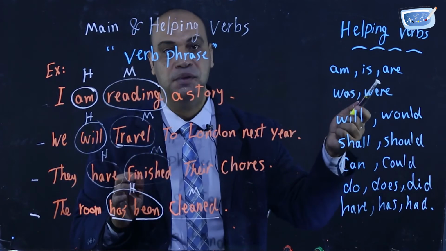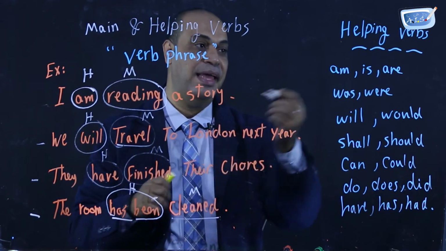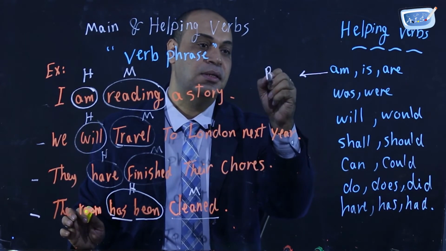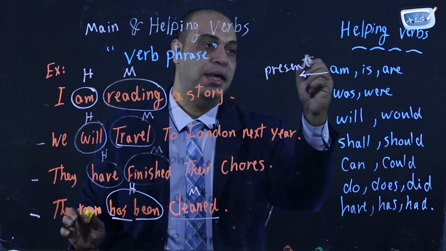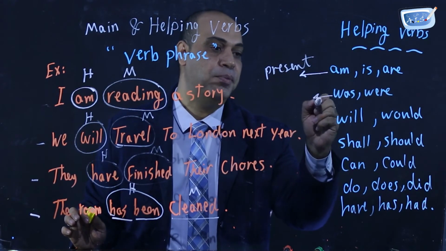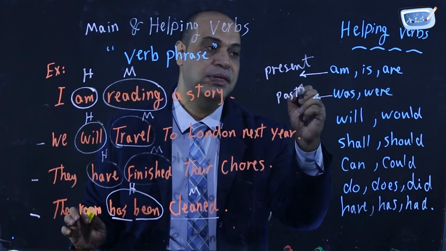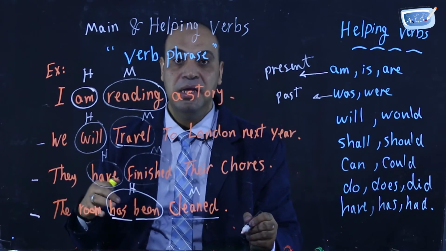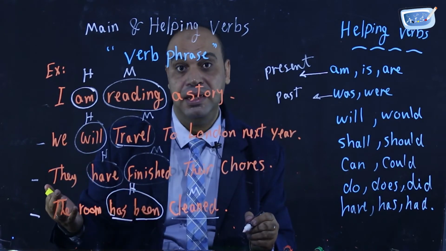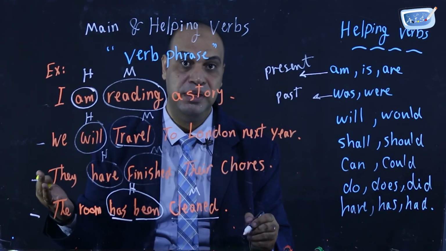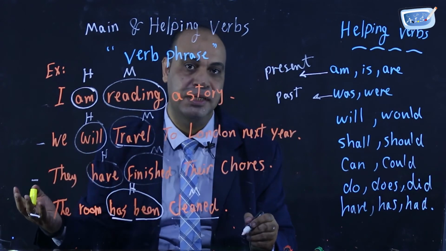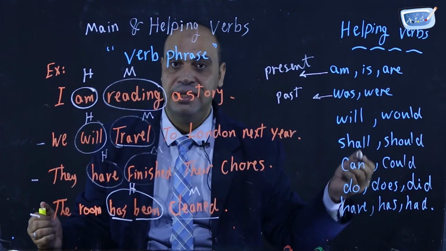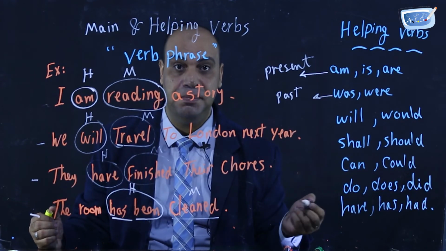Now let's have the examples for the helping verbs. We have am, is, are, which express the present. Was and were express the past. So if I say he is cleaning his room, this is present now. She is preparing her school bag, it is present. If I say was, I was reading a story yesterday. So was and were express the past action. They were playing in the park and so on.